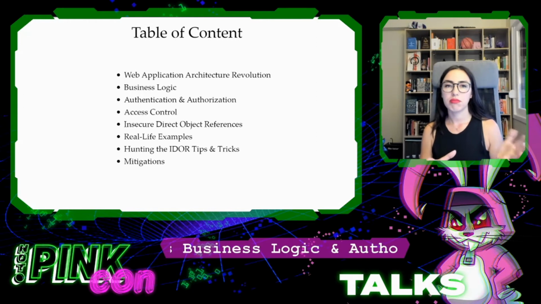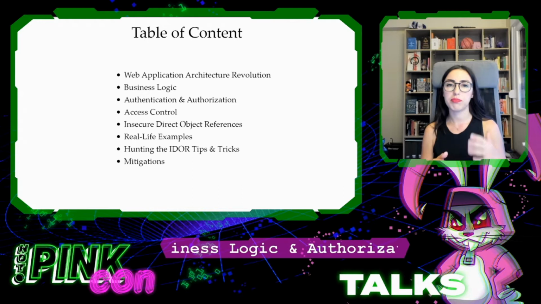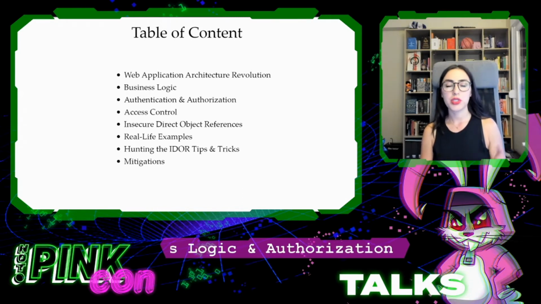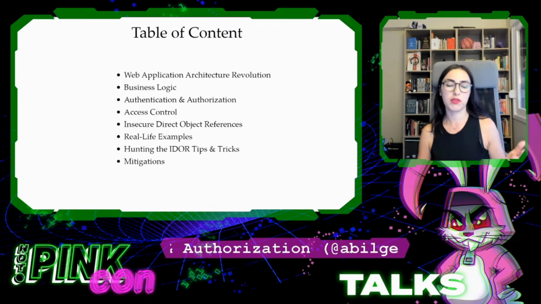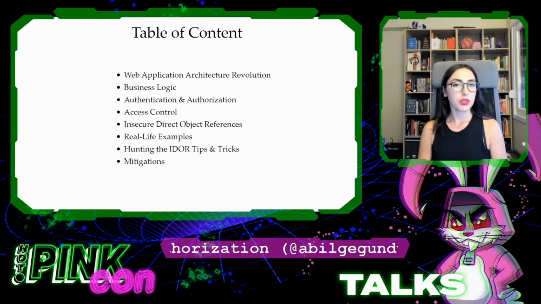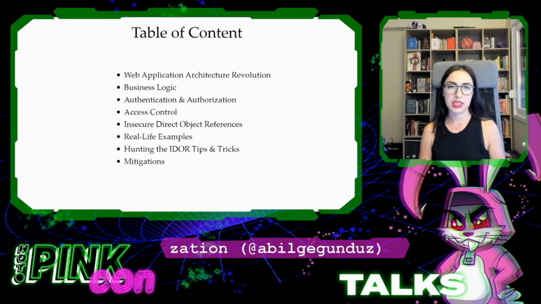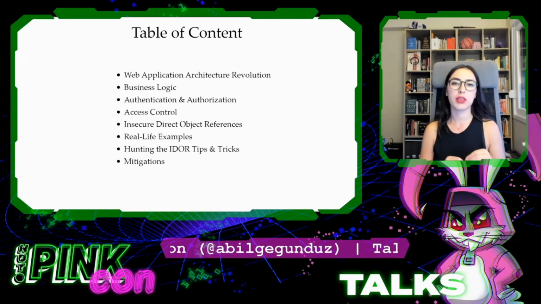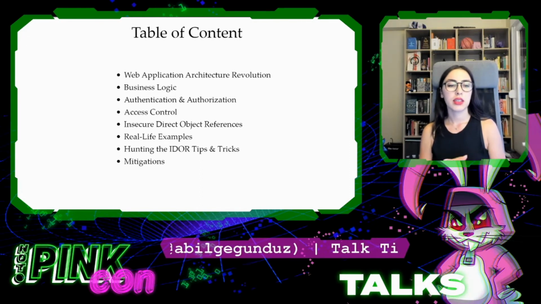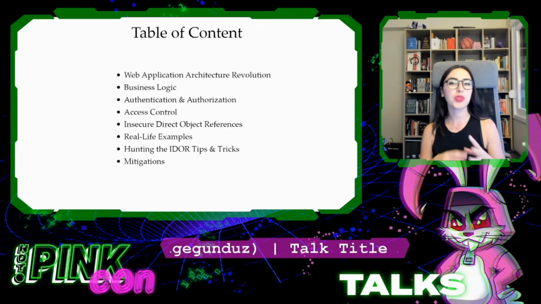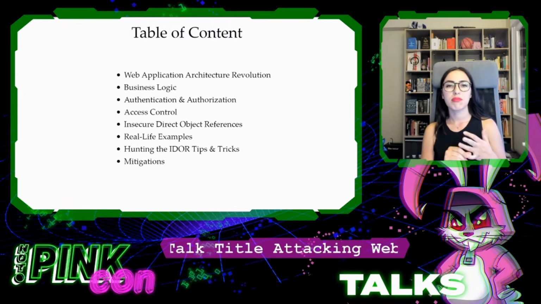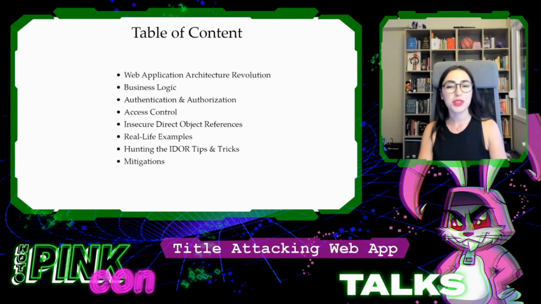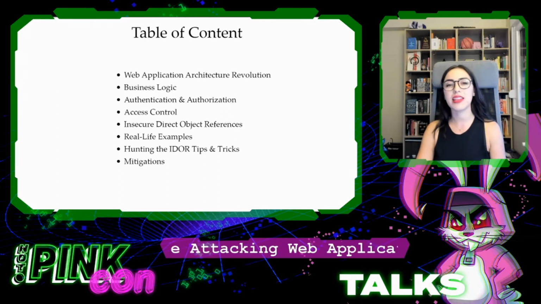Okay, let's talk about our table of contents. First, I will give brief information about web application architecture evolution, which is the difference between how the architecture was in the past and how it is today, the modern web architecture. And then we will talk about business logic. Then we will talk about authorization and authentication. And then I will give information about access control and insecure direct object references. Then I will try to elaborate on IDOR with real life examples. Then I will try to give some tips and tricks about how to hunt IDOR. And then, of course, I will try to explain the mitigation, how we can mitigate the IDOR vulnerability.